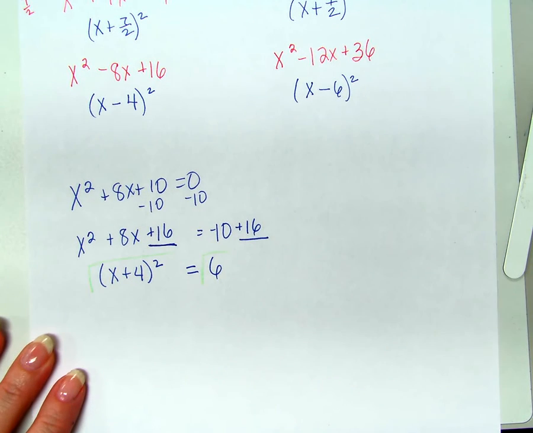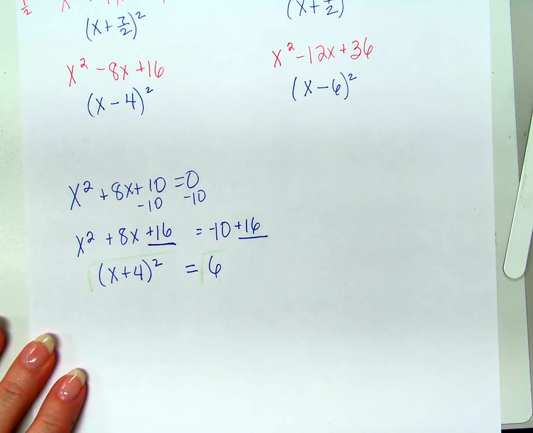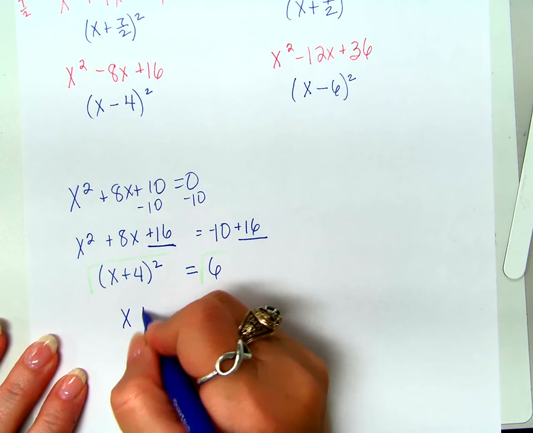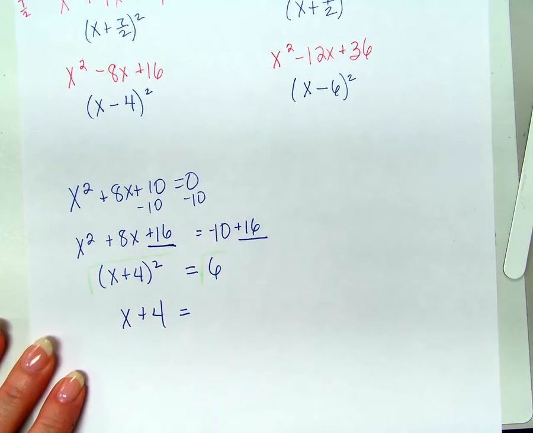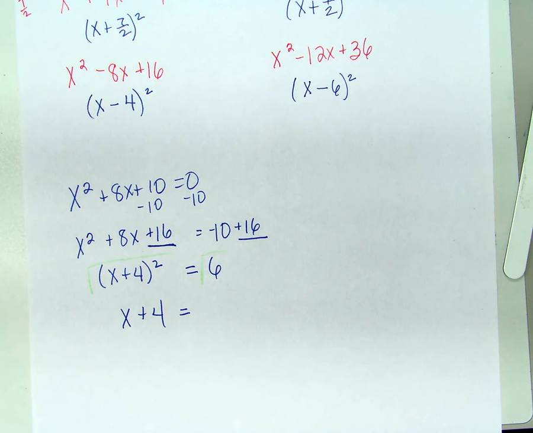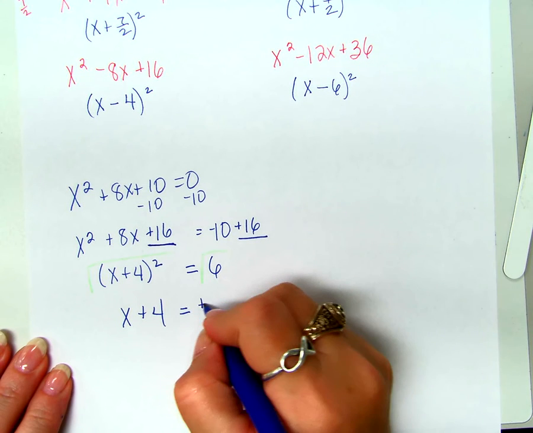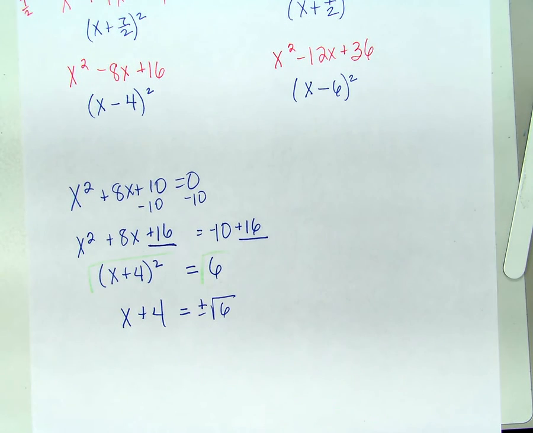Square root both sides. Oh yeah. What's the square root of the left-hand side? X plus 4. Make me happy. Think about it before you answer. What do I get on the right-hand side? What do I get? Oh, good. Plus or minus the square root of 6. Because I don't know the square root of 6.